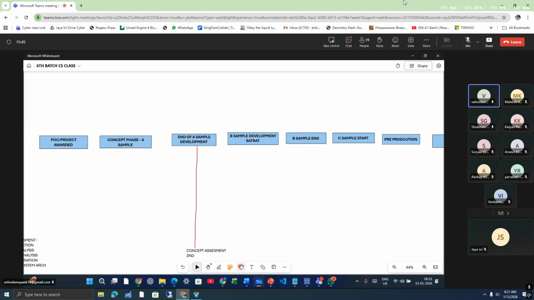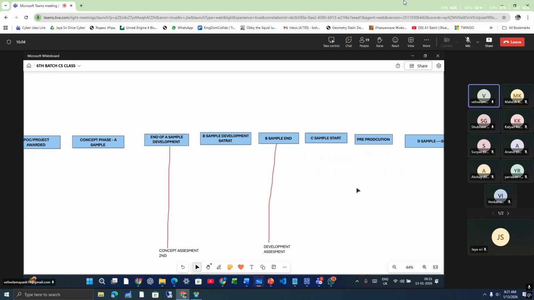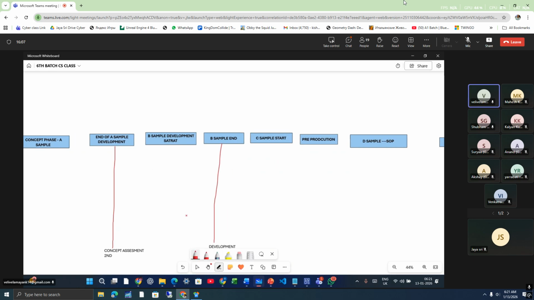Then development level one, you will complete here. This is the place you will do your development assessment, maturity. Third one, usually, so C sample before pre-production itself. The third one you will also do here. That you will call as VNV. Main focus is VNV, verification and validation.